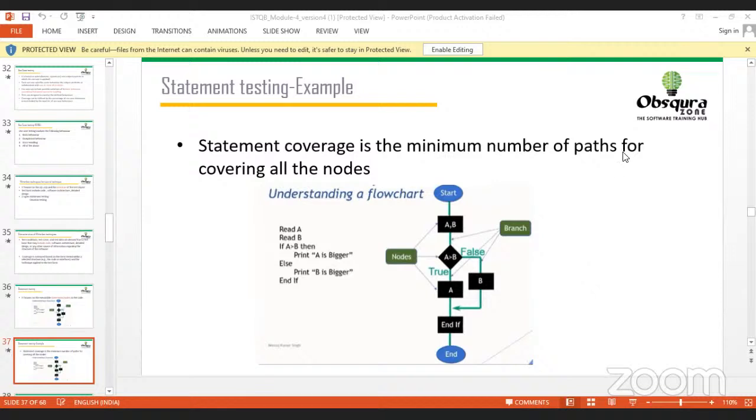Okay, I'll explain it. It should cover all these black boxes. So directly A greater than B, A and if. This path will cover all these black boxes, but B is not covered, right? In this path, B is not covered. So in order to cover B, we have to go through this path. So the minimum number of paths will be 2 here. This path and this path. So the minimum number of paths for covering all the nodes is what we use for statement testing. Is it clear?